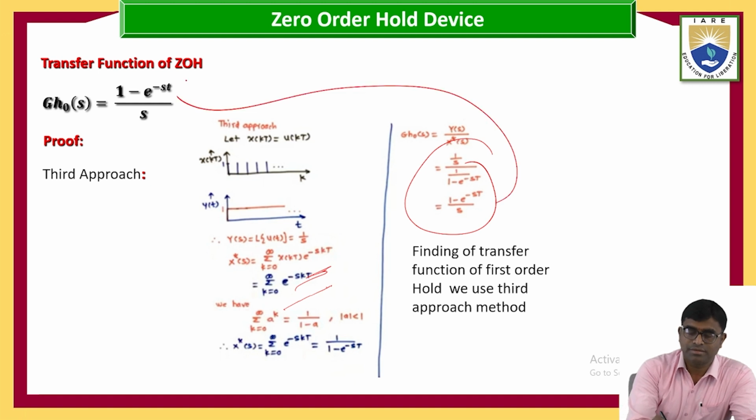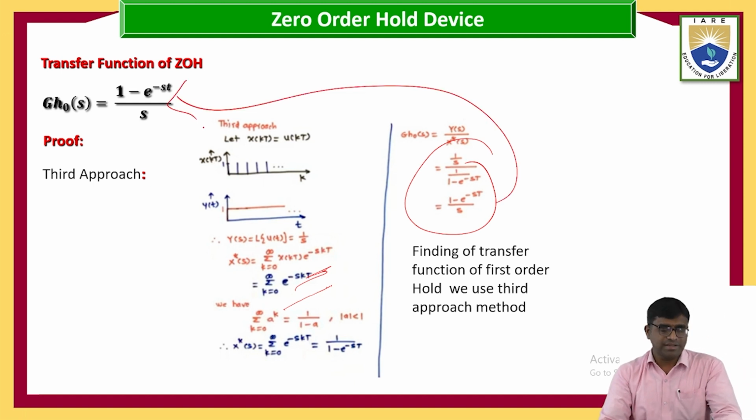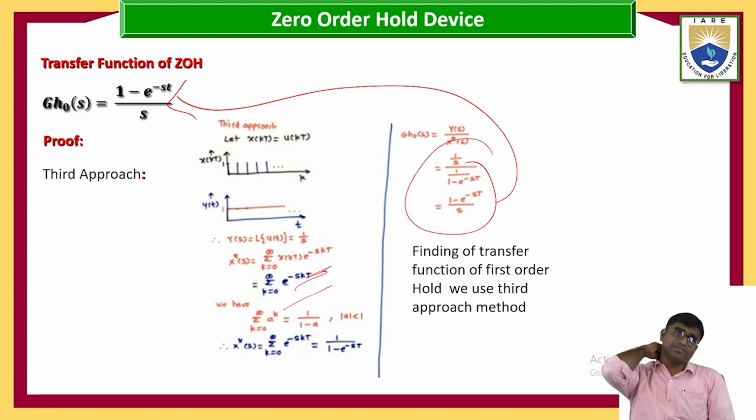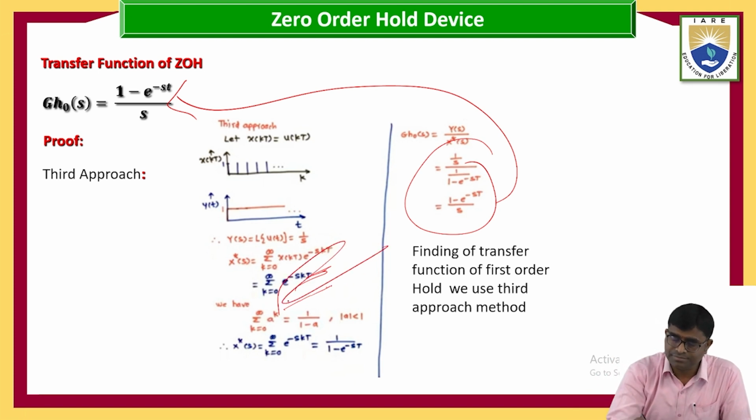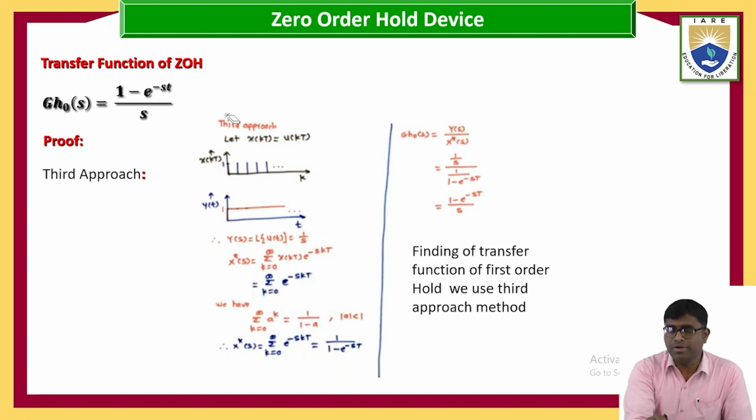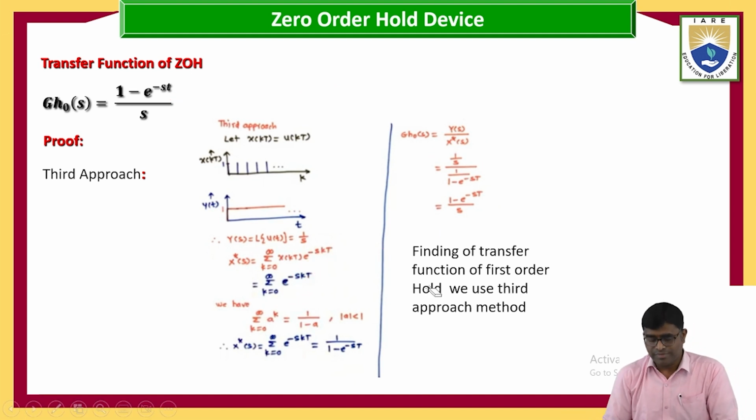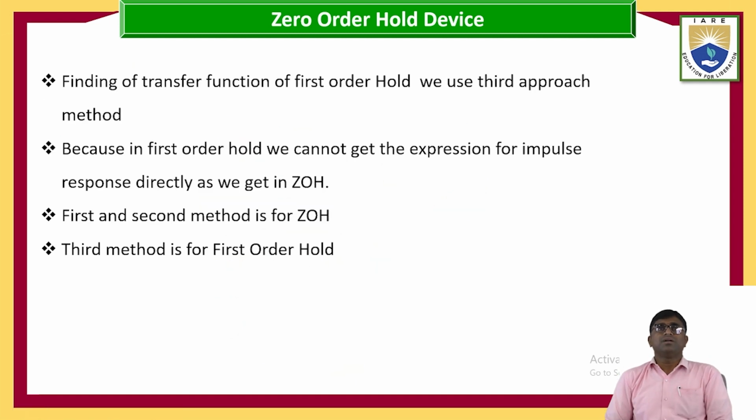As you know, we take the final answer of this one. So finally, I am concluding that for finding the transfer function of a first order hold device, the third approach is the method. For hold devices and first order systems, the third approach will be the finding method.